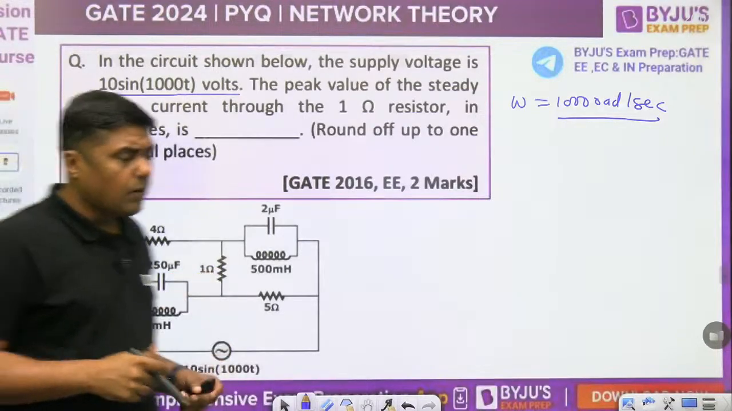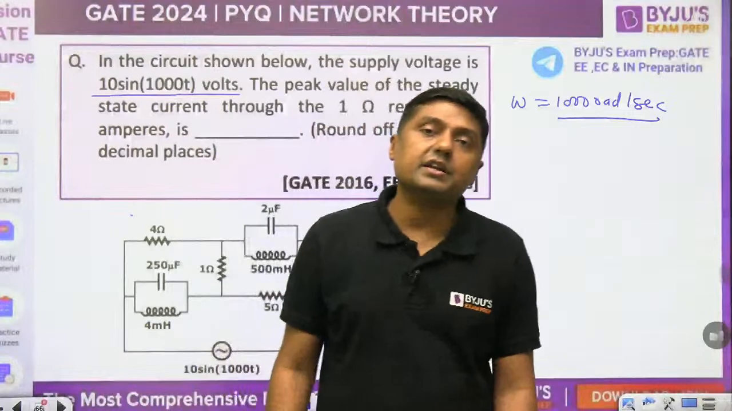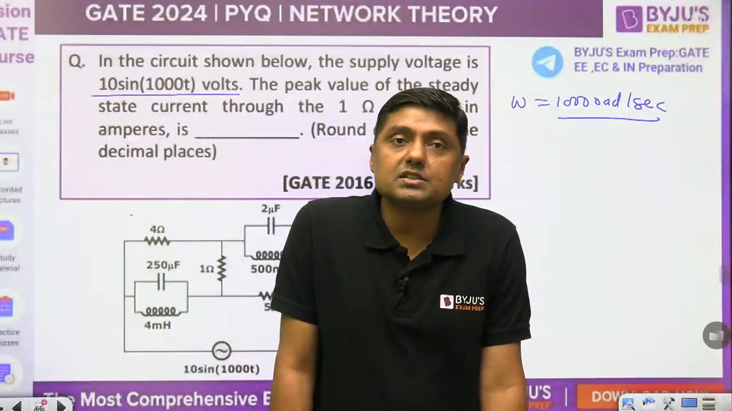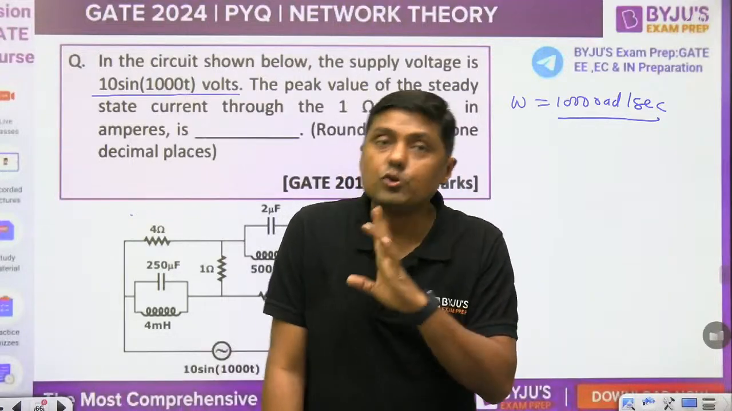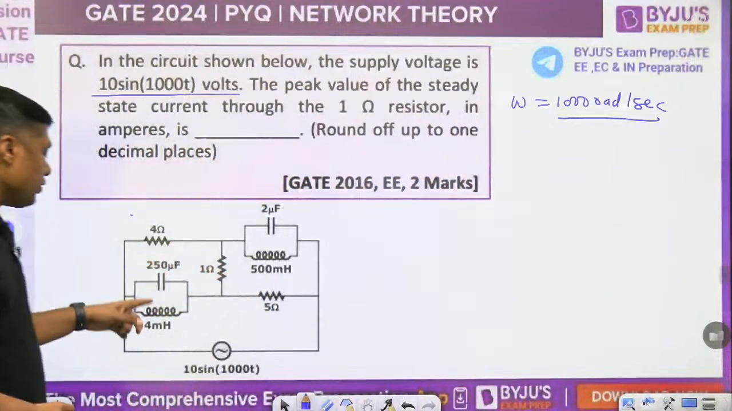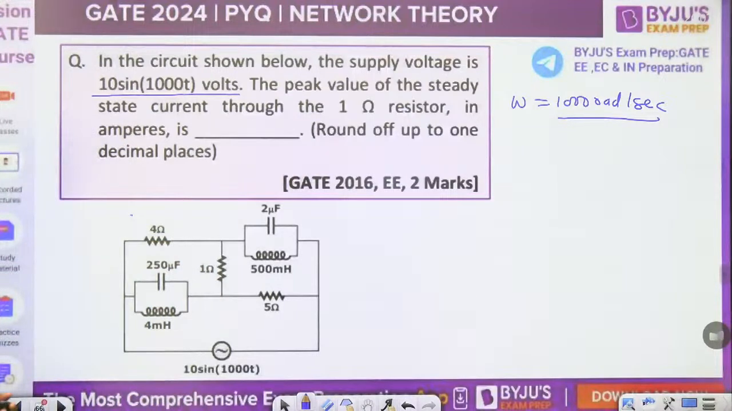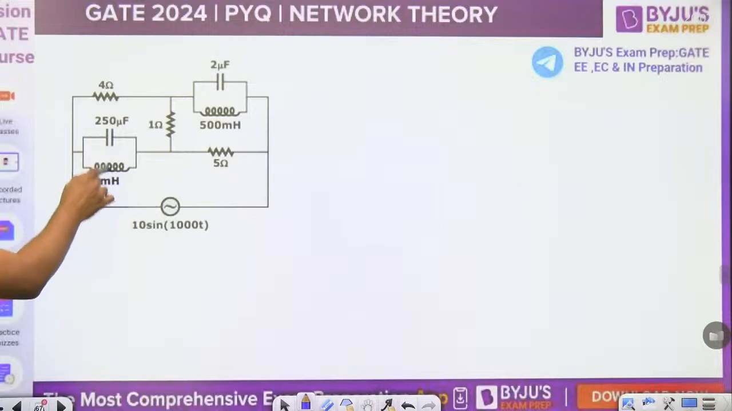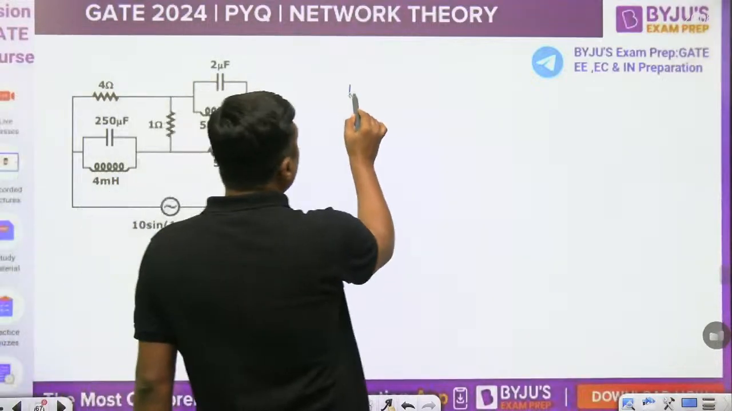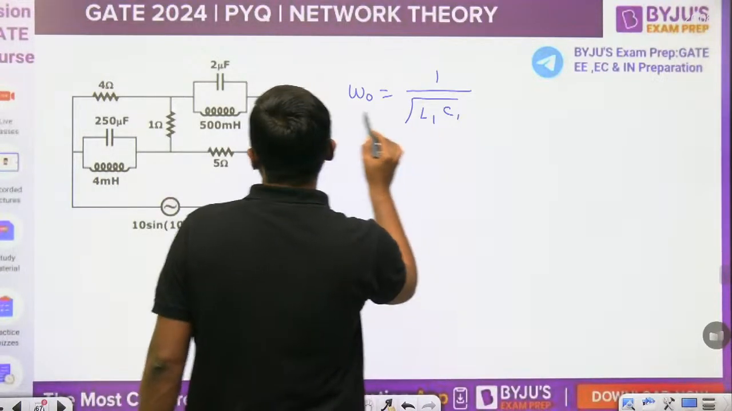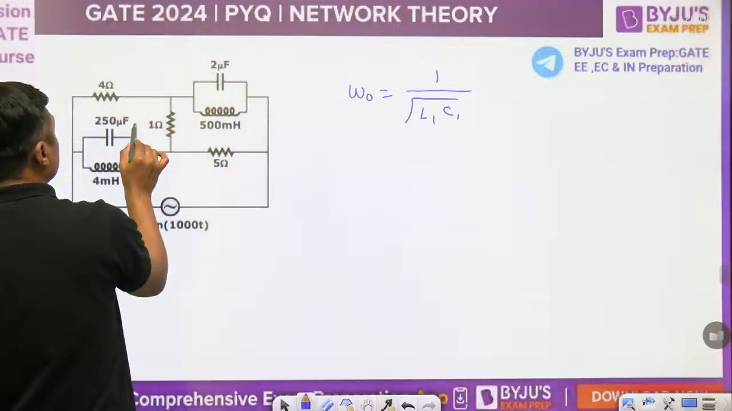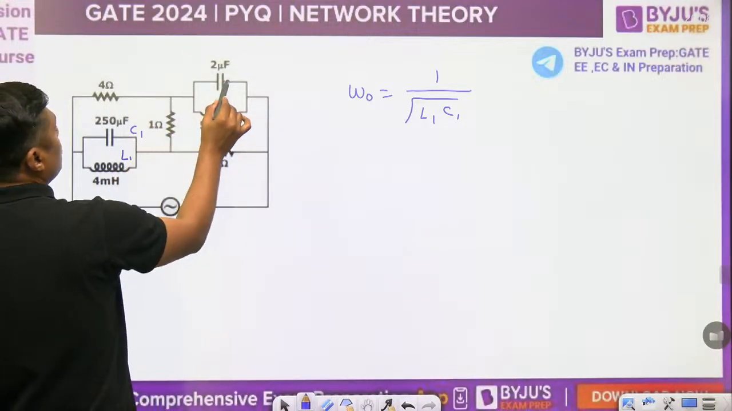Now if this type of question is given, where parallel RLC circuits or series RLC circuits are connected, then first of all always find the resonance frequency. So what is the resonance frequency for this portion and that portion? Because if it is in resonance, then the LC combination in parallel will act as an open circuit. So the resonance frequency is omega naught equals 1 by root over L1 C1. Let this be L1, C1, L2, C2.